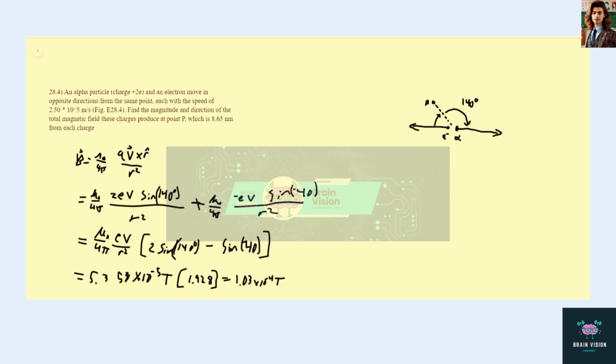And what direction is this going to be? Following our right-hand rule for the alpha particle, that's going to be out of the page at point P. And following the right-hand rule for the electron, that's also out of the page at point P. So they both contribute to having the magnetic field point out of the page. So I'll write k hat here.